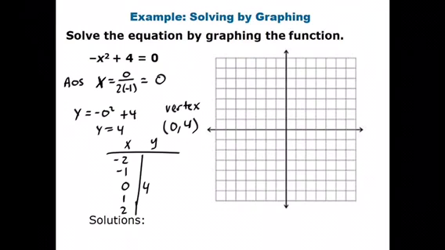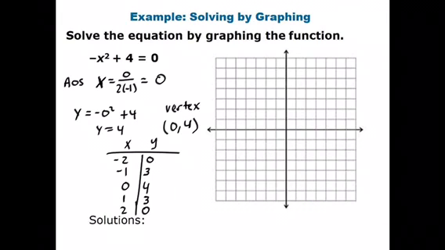Well, negative 2 squared is 4. Then you tack on the negative. So negative 4 plus 4 is 0. We've got negative 1 squared is 1. Tack on the negative. You get negative 1 plus 4, which is 3. And then 1, you get 3 again. And 2, you get 0. And remember, you can find these values in your table on your graphing calculator if you want, or you can do it all by hand.